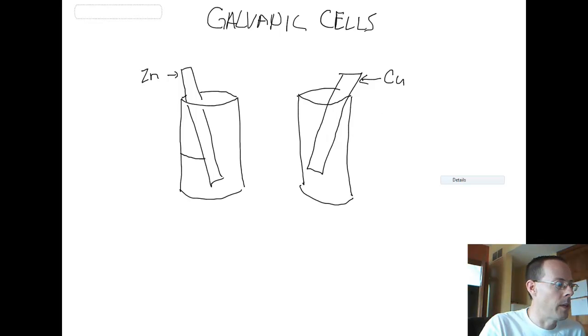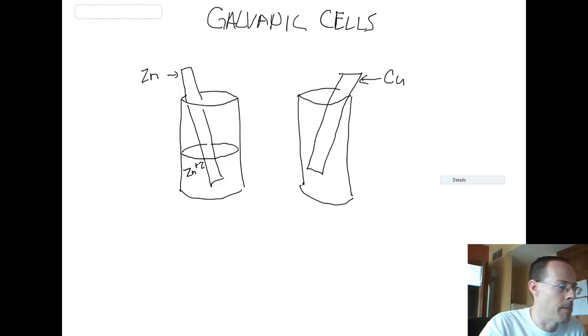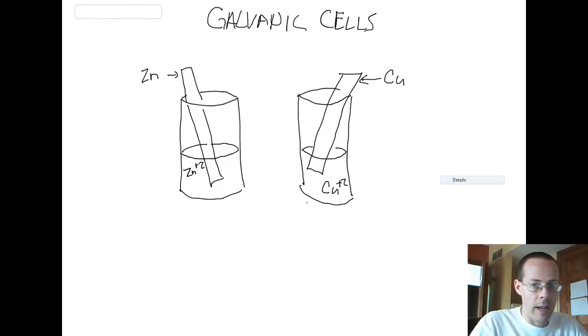Additionally, we're going to have some liquid in here, and this liquid has zinc ions. So if we think back to solubility rules from first semester, maybe it's zinc nitrate, because nitrates are always soluble, maybe zinc chloride, but something. So the anion is not important, but there are some anions floating around, so there's some negative charge, but it doesn't matter. Similarly, over here, we have got some copper ions floating around. And again, it might be nitrate, chloride, bromide, something that's soluble with copper.